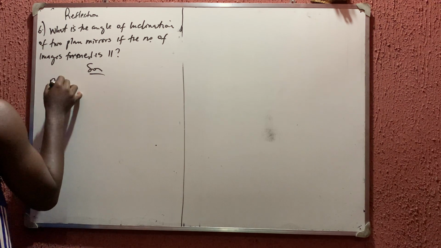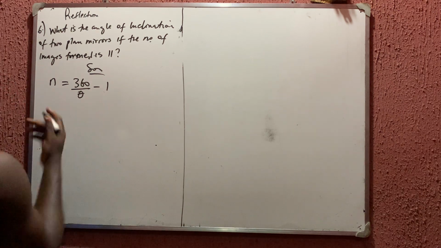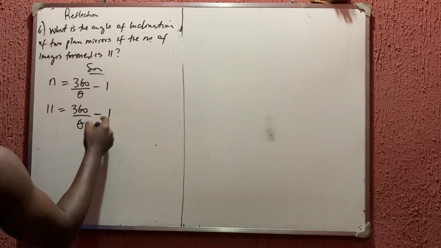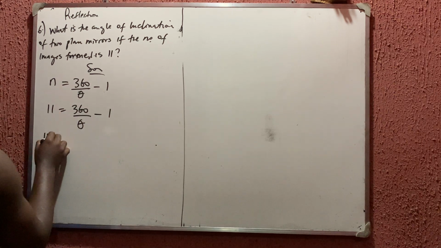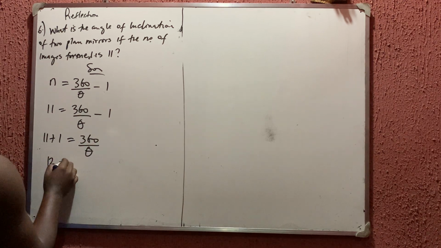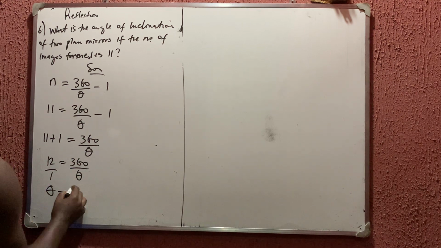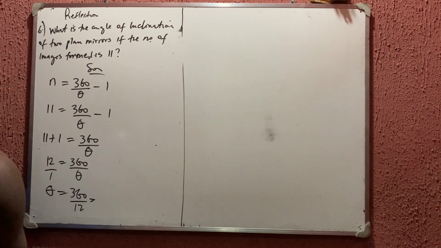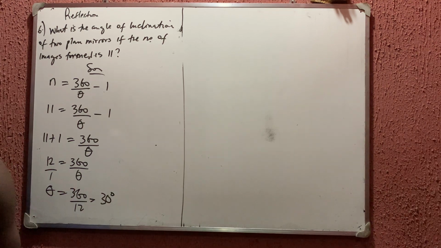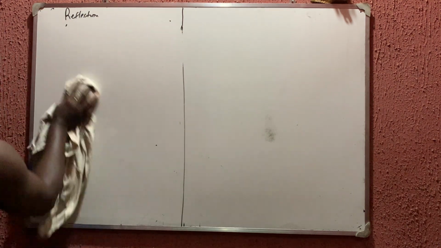Solution, very simple. I know that my number of images formed is simply 360 divided by theta minus 1. Since they're asking me for the angle, they're asking me for theta. So I will put that 11 is equal to 360 over theta minus 1. This 1 will move here to have 11 plus 1 is equal to 360 over theta. So this will give you 12 is equal to 360 over theta. If you cross multiply, they will change position. So my theta will now be 360 divided by 12, and 360 divided by 12 will give you 30 degrees. So they are inclined at an angle of 30 degrees to each other. So we move to question number 7.